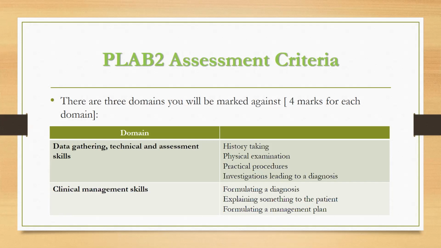Are you able to make a diagnosis? Explaining something to the patient. So for example, if you diagnose a patient as a rheumatoid arthritis case, you have to explain to the patient what does that mean. And if you prescribe any medicine, any procedure or any non-pharmacological management for the patient, you have to explain to the patient what does that mean. So here they will assess your ability to explain to the patient either the diagnosis or the management or the investigations. Explaining something to the patient and then formulating a management plan.